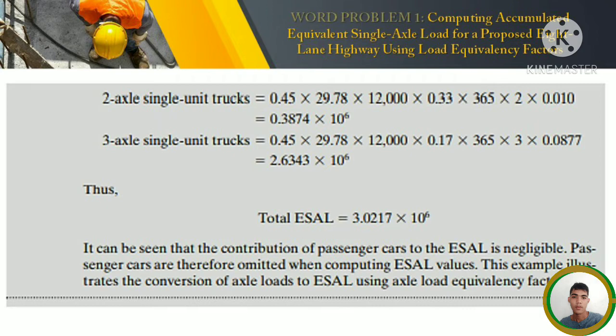For 3-axle single unit trucks, the ESAL will be equivalent to 0.45 times 29.78 times 12,000 times 0.17 times 365 times 3 times 0.0877, which is equal to 2.6343 times 10 raised to 6.